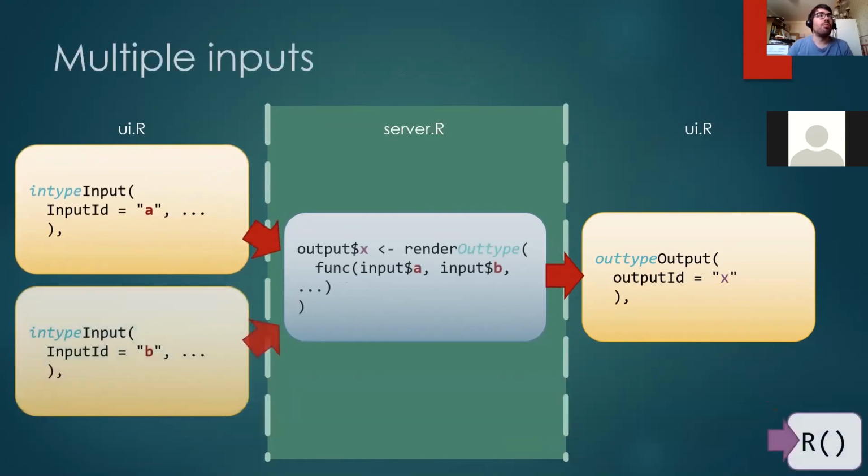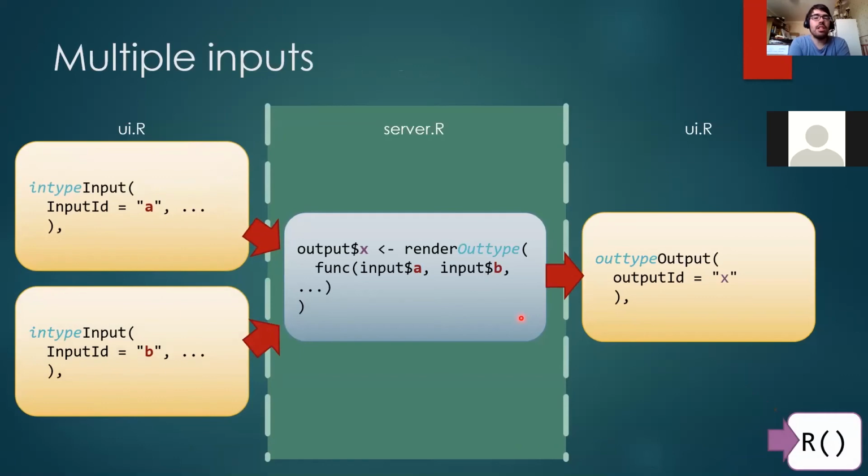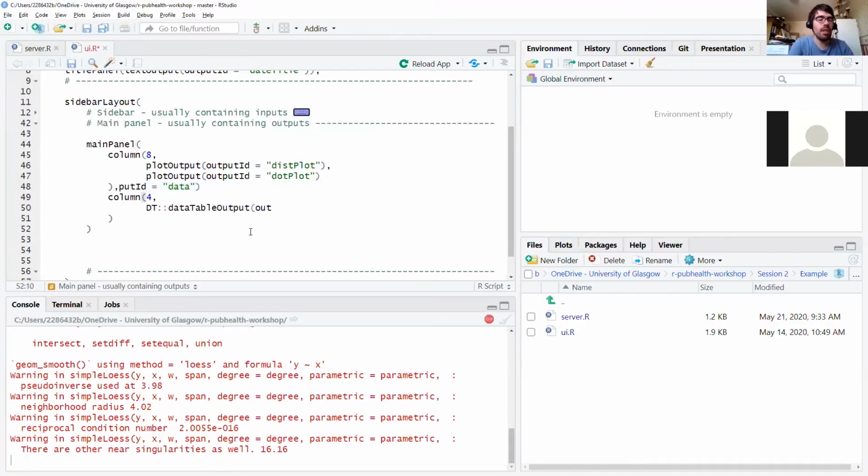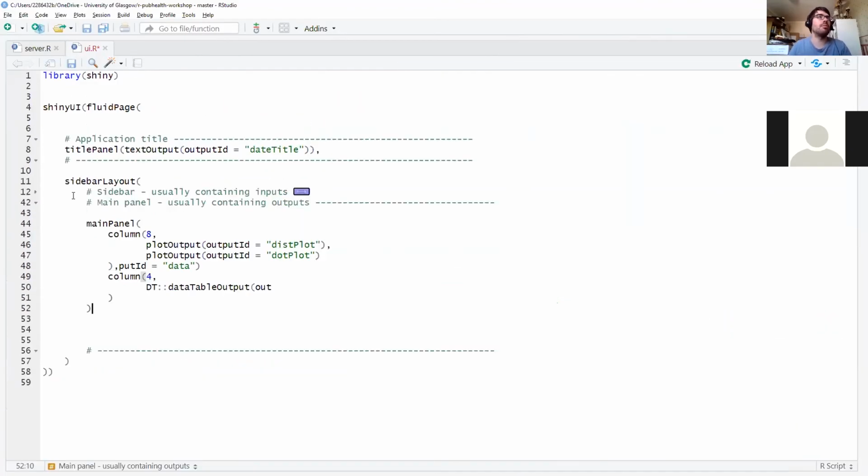If you've got more than one input, it's easy enough to feed those straightforward into the same functions wherever you are in your server. And this imaginary function called func, just taking all the inputs that you want to put into it and rendering the same out type, and that's super simple. We'll pop over to R to see how that's working in the app itself. Zoom into this a little bit.